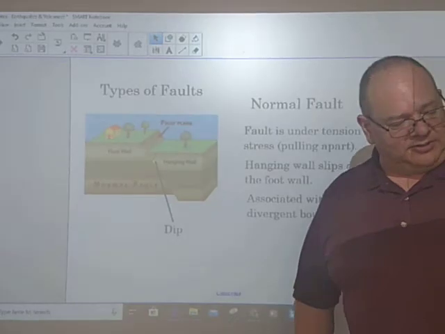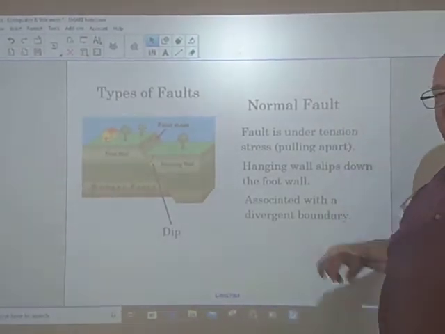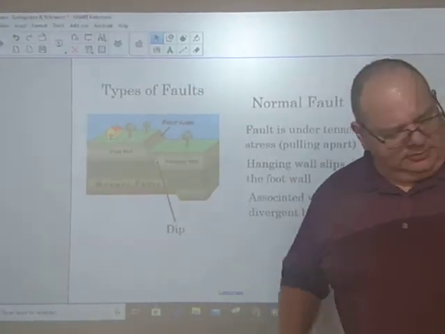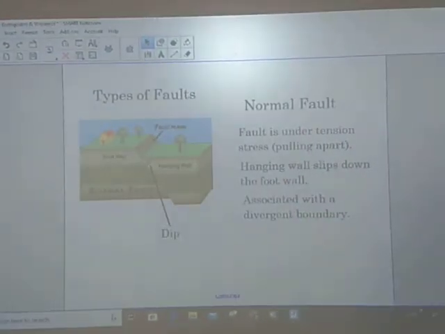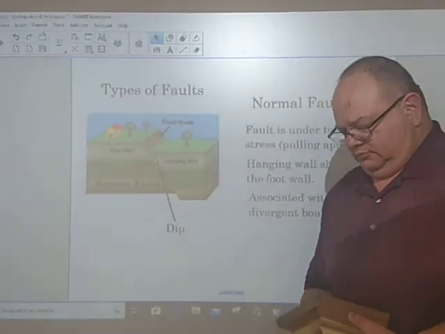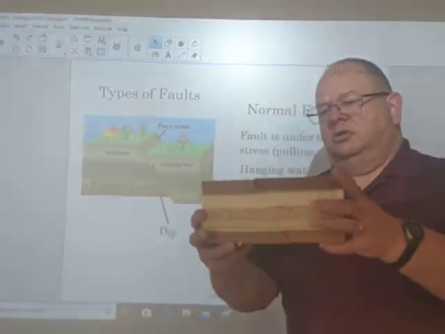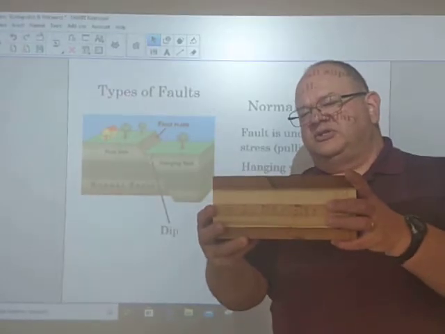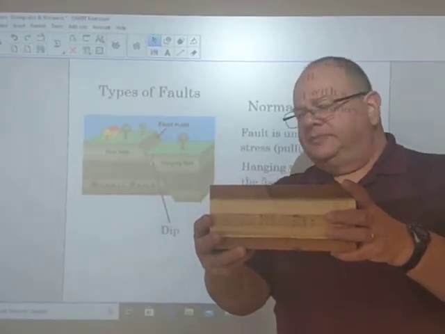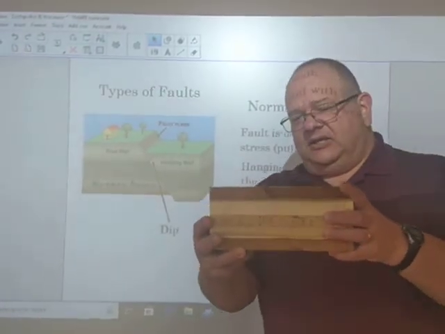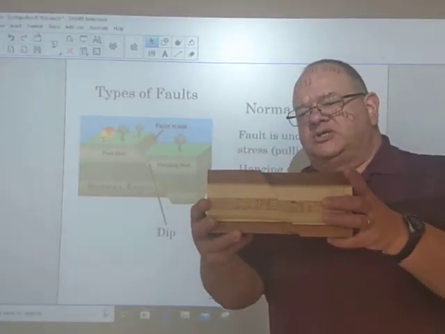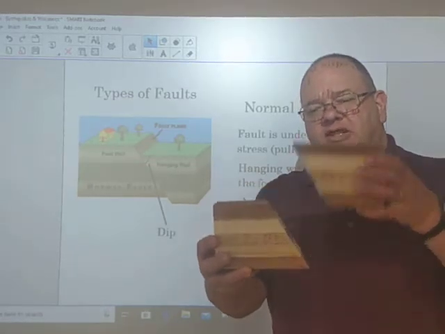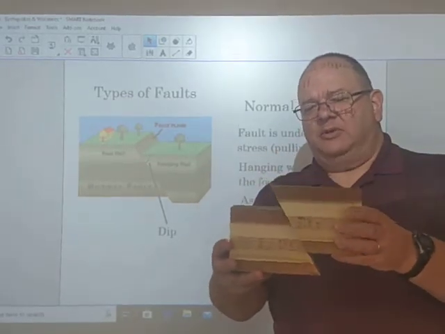All right, next type of fault. It's going to be called a normal fault. Okay? So here we're going to use this example. We got these two slabs, and the fault is in between. The fault has kind of an angled dip to it. And the hanging wall is going to effectively slide down relative to the footwall. Okay, the hanging wall is always the one that's on top.